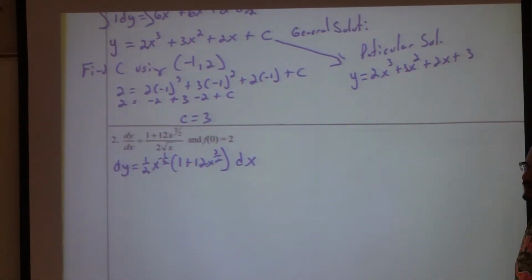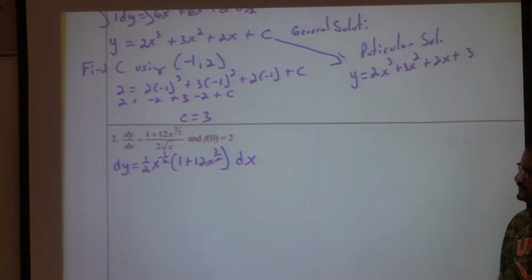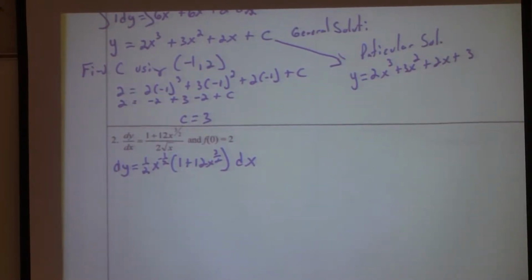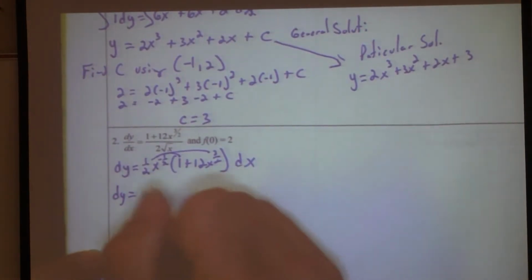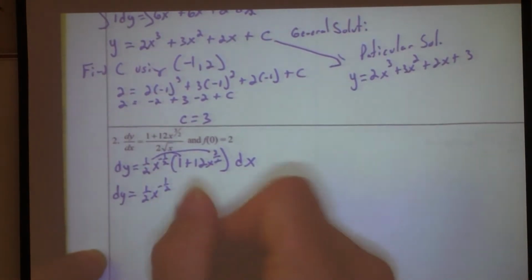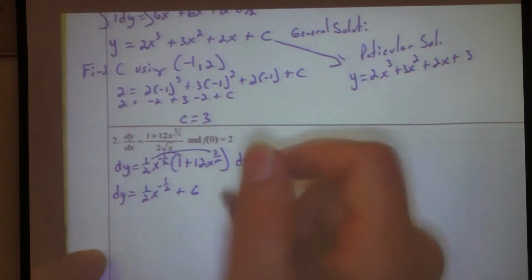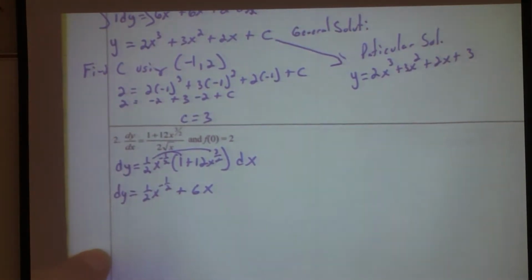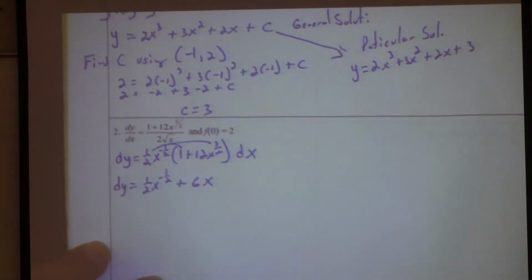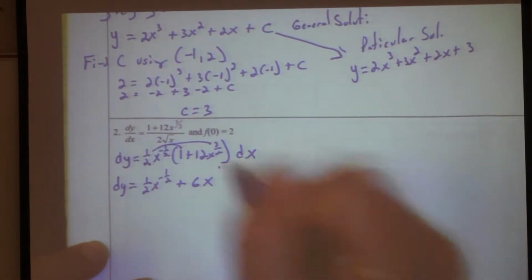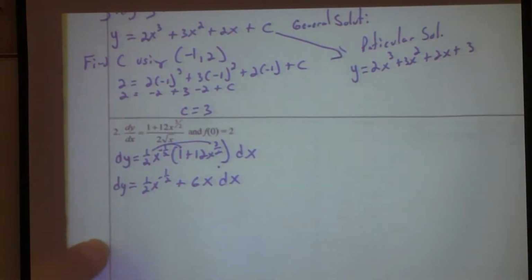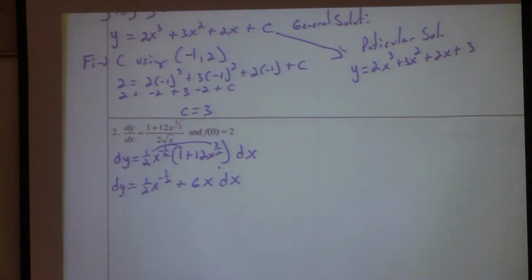Are those two equivalent or no? Yeah? Okay. And then what could I do before I actually integrate? Distribute this guy? So I get dy is equal to 1/2 x to the negative half plus, what's that, 6? Yeah. When you multiply, add the exponents, so 3/2 minus 1/2, 2/2, which is x, right? dx. We're ready now? So let's do it.